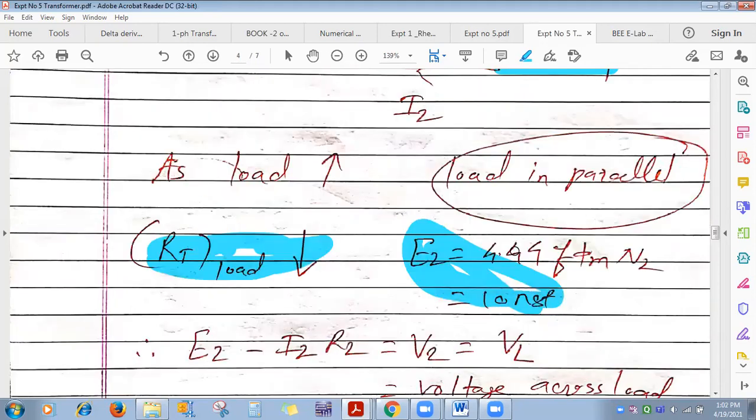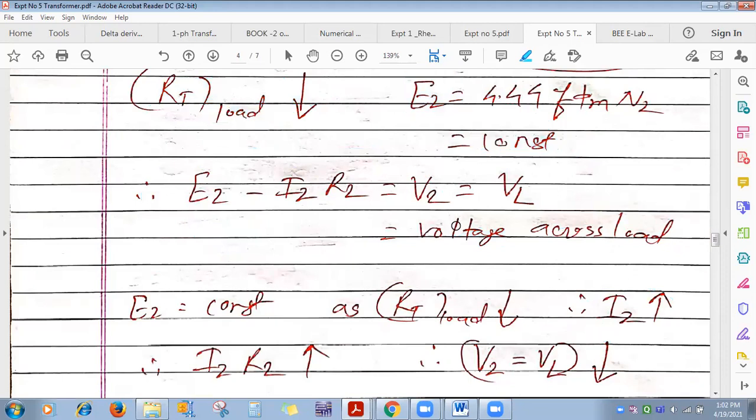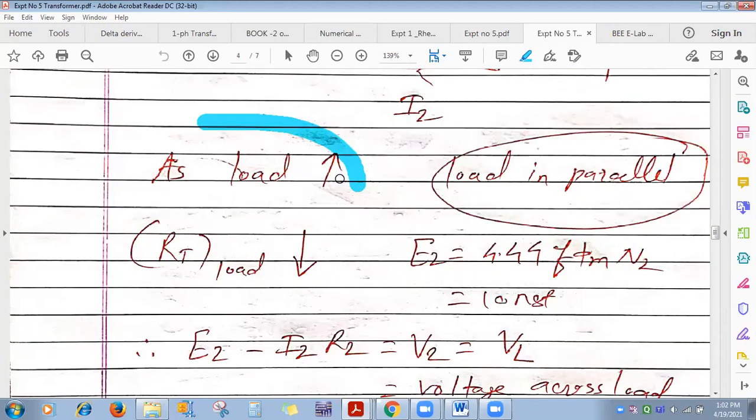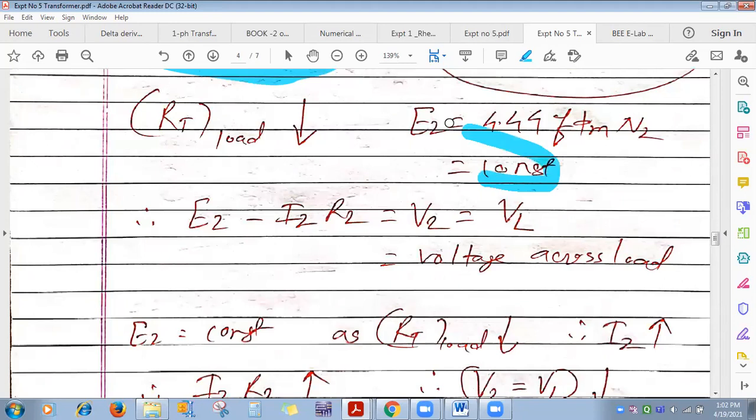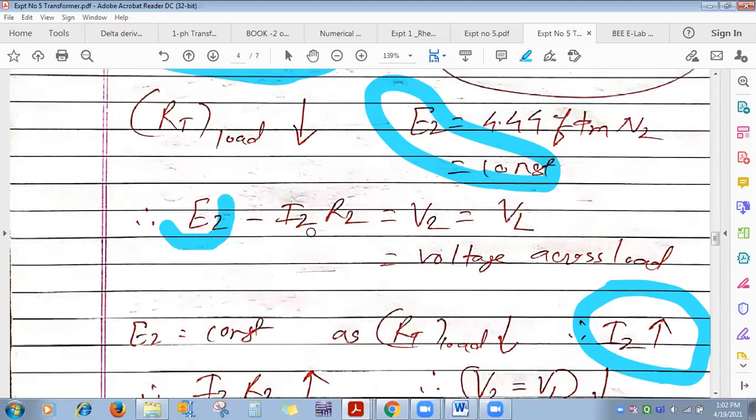Now what happens with the voltage across the load? On the secondary, we have seen the voltage equation: E2 minus I2 R2 is equal to V2 is equal to VL. This is the voltage equation we know. As you increase the load on the transformer, E2 is constant and I2 is increasing, so the I2 R2 drop also will increase. As the I2 R2 drop increases with E2 constant, V2 will decrease.